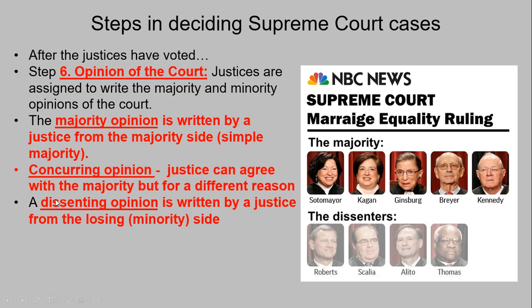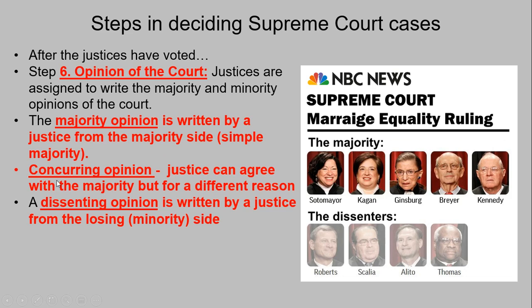The losing side can write a dissenting opinion. A dissenting opinion is like, yeah, we lost, but here's why we ruled the way that we did. So they get to have their say too, even though it's not legally binding. It's just the way the losing side can also share their opinion with the country.